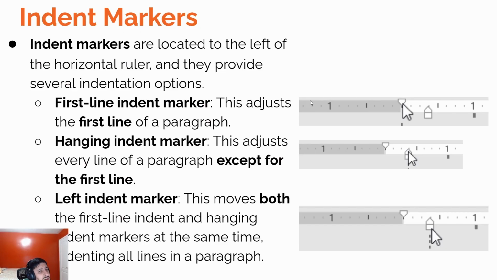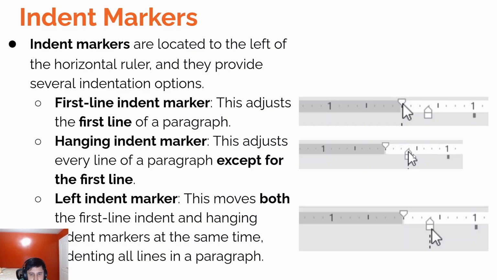And we have indent markers. So indent markers are located to the left of the horizontal ruler, and they provide several indentation options. So at the top, right here, we have the first line indent marker, and this adjusts sort of the first line of a paragraph. Here, we have the hanging indent marker, right?